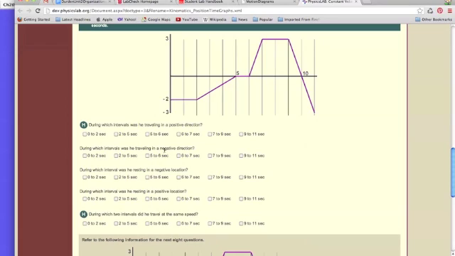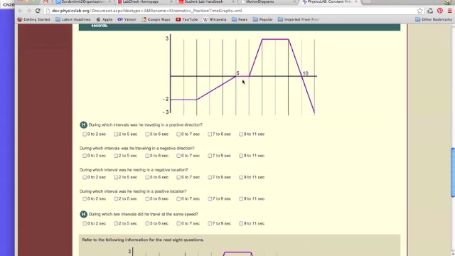During which intervals was he traveling in a negative direction? Direction is gotten by looking at the sign of the slope. So what we're looking for here is a negative slope. Well, I only see one on this whole graph, and it happens from, let's see, 5, 6, 7, 8, 9, all the way through 11. Okay, so from the 9th second through the 11th second, there's a negative slope, and so the object is moving in a negative direction.